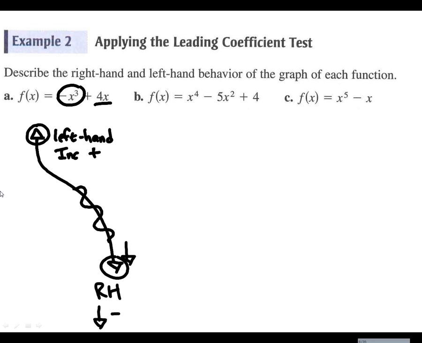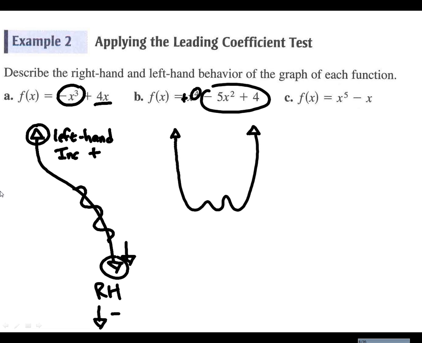X to the fourth, a bunch of stuff going on in here. But we know that this graph, since it's even and positive, will start up, might do some weird things in here, but finish going positive also. So we have a left-hand behavior that's positive and a right-hand behavior also going up towards positive infinity.